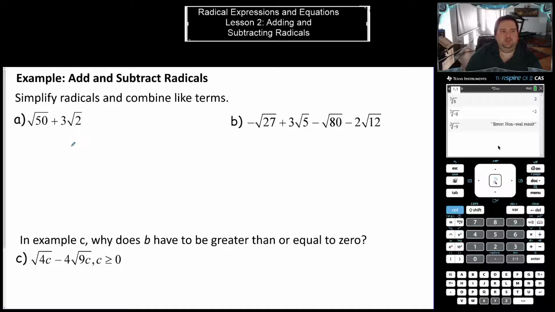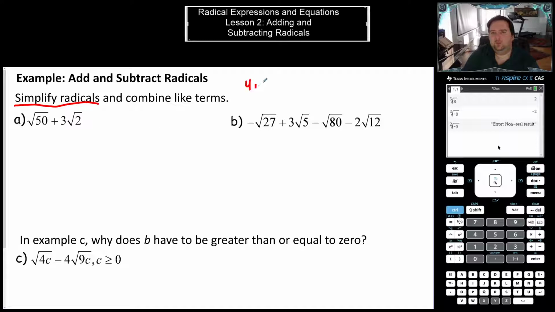So we started this off on the first slide. It was really, really easy. Let's make sure that we know what we're doing here. Remember, we're going to have to do some simplifying. It says right here, simplify the radicals and combine the like terms. So let's continue with what we were doing last lesson.